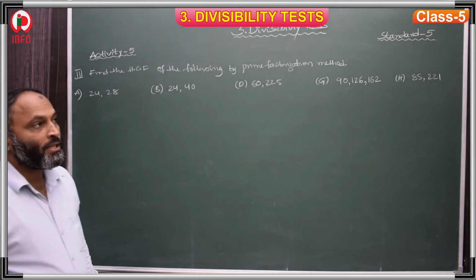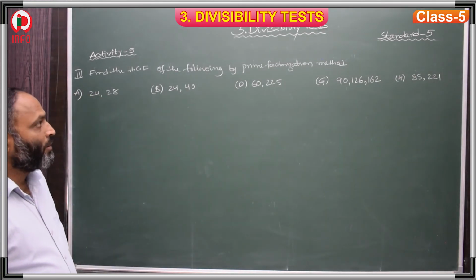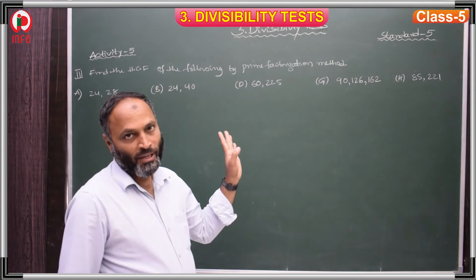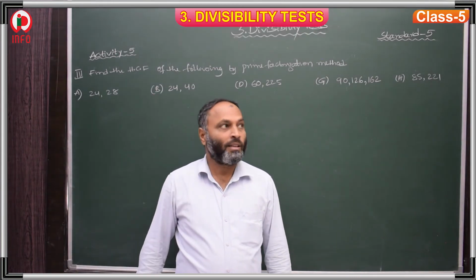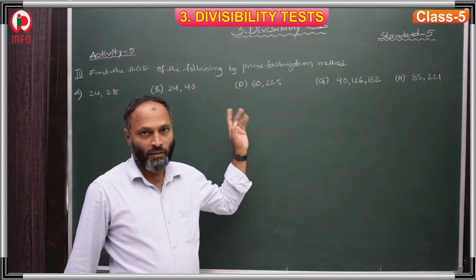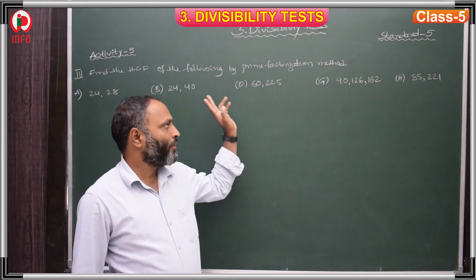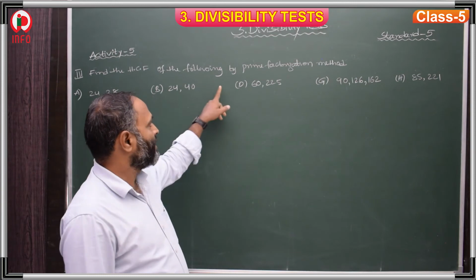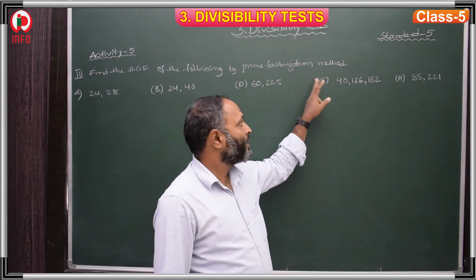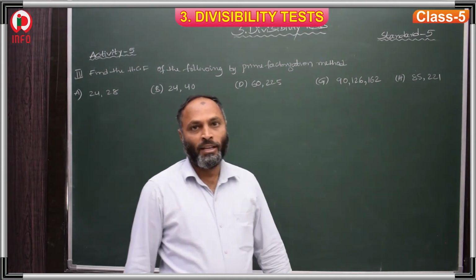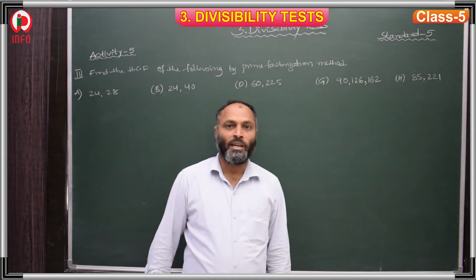Now, HCF of the following using the prime factorization method. So we did the prime factorization method, and again these questions are given. Here a total of 8 questions are given in the textbook. We are going to do 4 questions. A, B, C is your home assignment, D is there, E, F is your home assignment, G is there and H is there. The remaining questions you do as your home assignment.